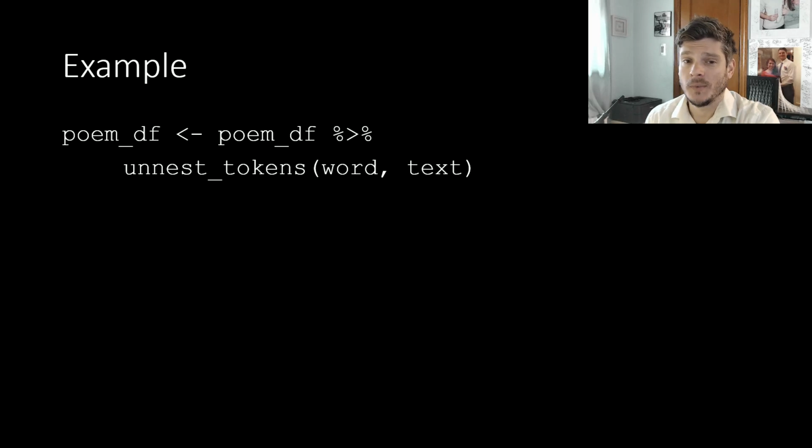All right, so what I'm going to do, I want to overwrite my original poem in the data frame format by taking my poem in the data frame format, and again, I want to unnest it. So unnest_tokens and my arguments.